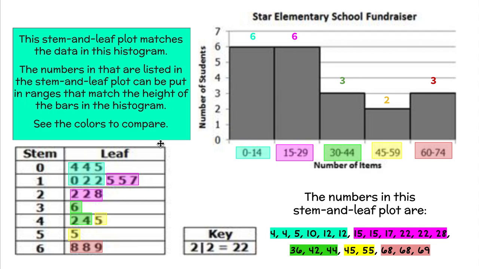So as you can see, the stem and leaf plot is definitely a lot more specific on what the actual numbers are that we're dealing with. The histogram kind of just shows you that overview of the range of data that is available based on the data shown in the stem and leaf plot.